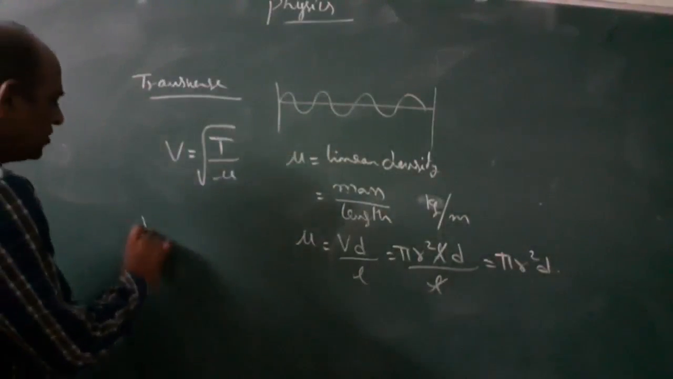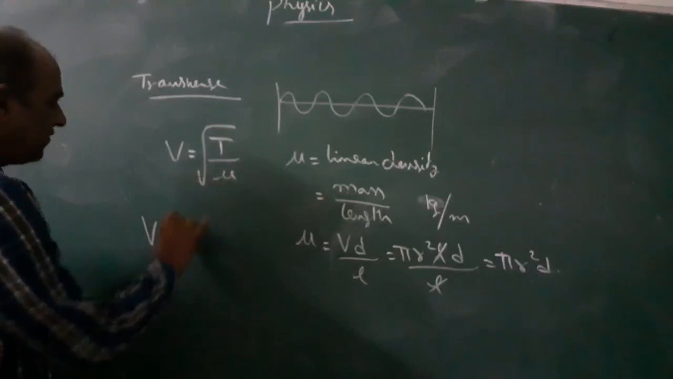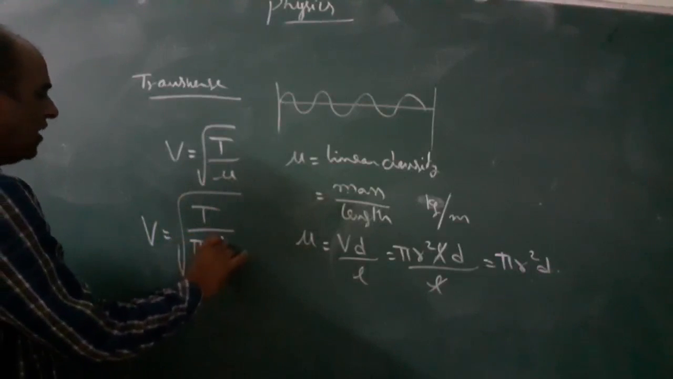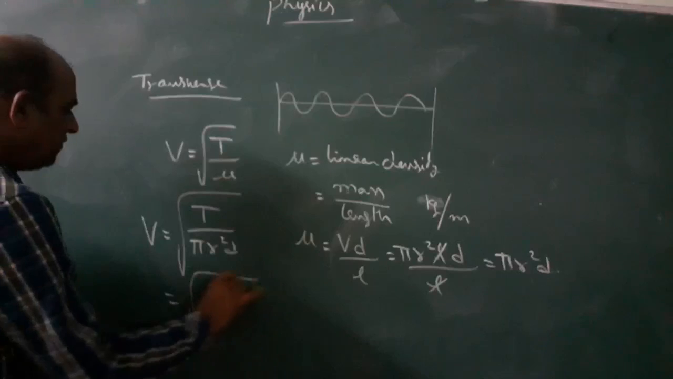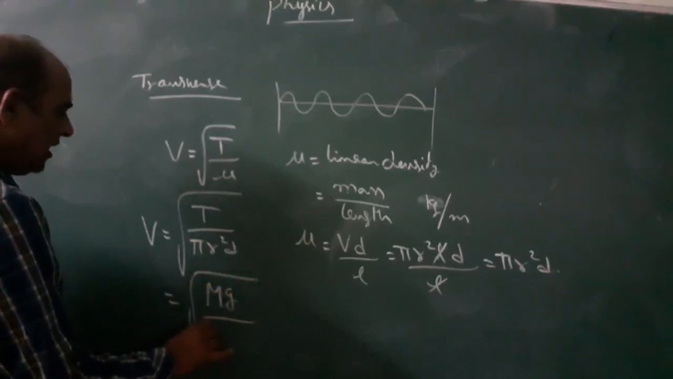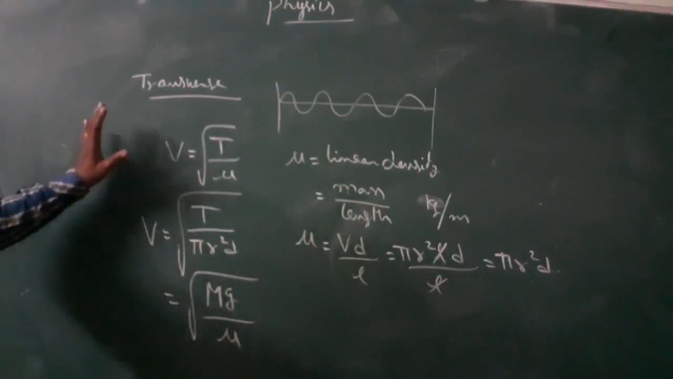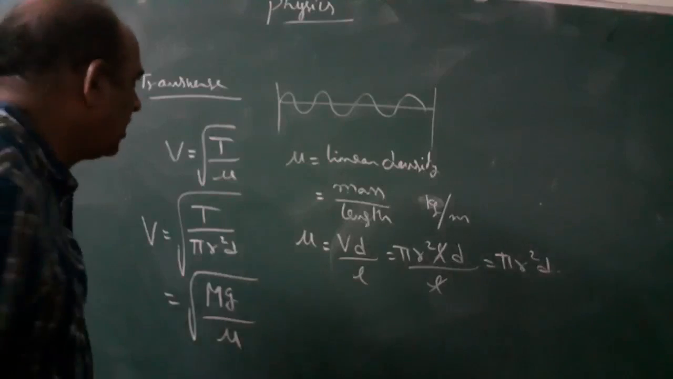So the velocity of a transverse wave can be written as root of T by mu, root of T by pi r square d, or root of mg by mu. You can write mg by mu also. So this is about the transverse wave velocity.